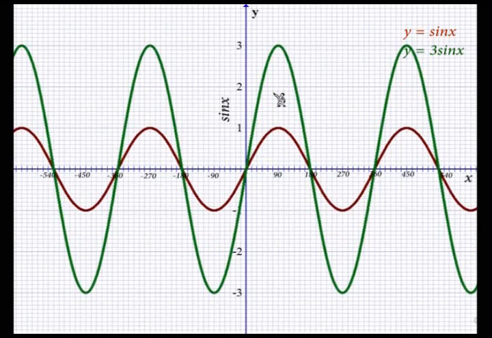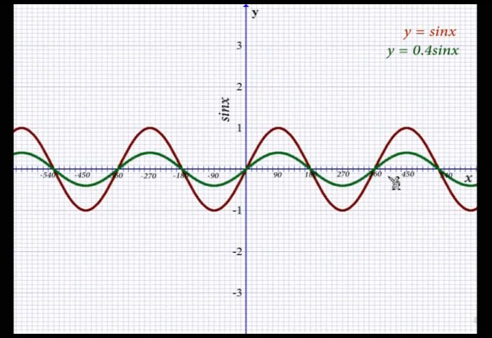If we look at 3 sin x, everything has been vertically stretched by a factor of 3. The positives have become more positive, and the negatives have become more negative. So multiplying by a factor that is more than 1 produces this stretch. And if we multiply by a factor between 0 and 1, we will see a vertical compression. We multiplied by 0.4, so every function value is now 0.4 times what it was originally, and the result is a compressed graph.